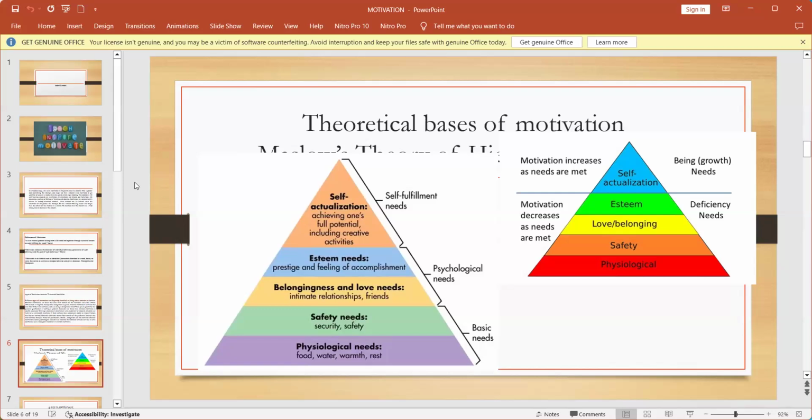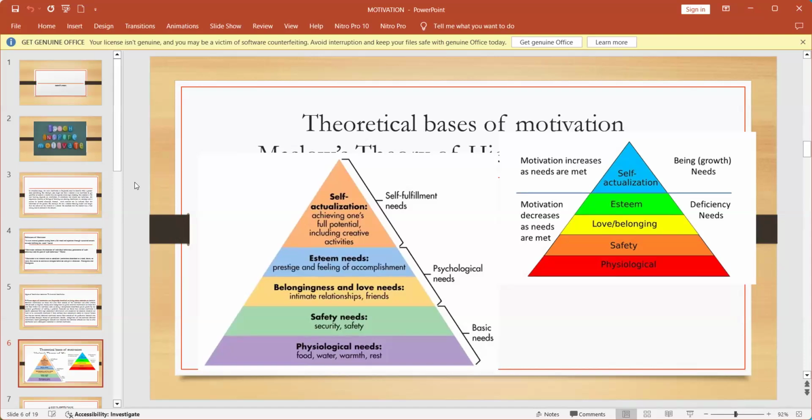Everyone who has some knowledge of psychology should know this theory. We are going to discuss that theory: Maslow's hierarchy of needs theory.